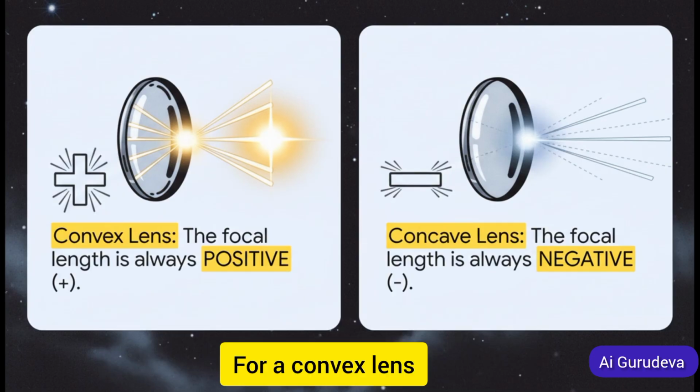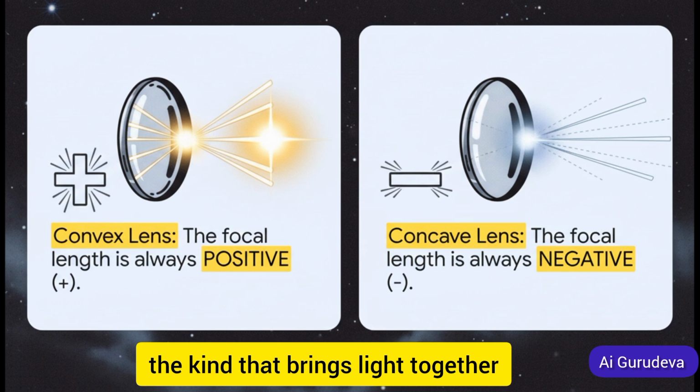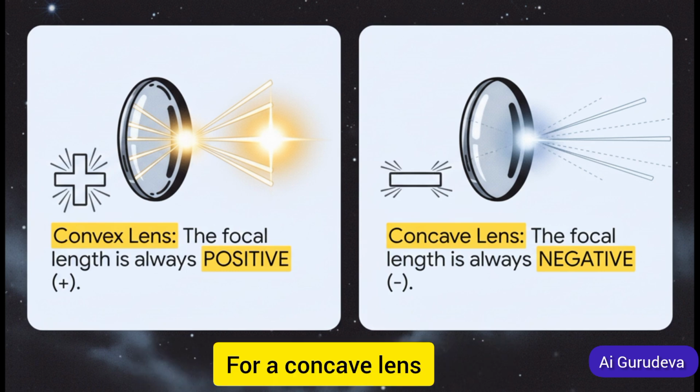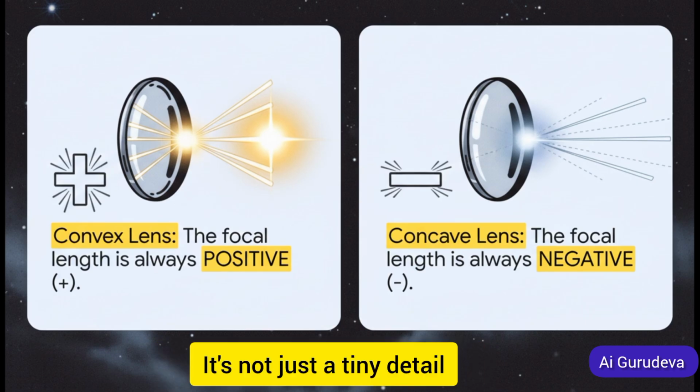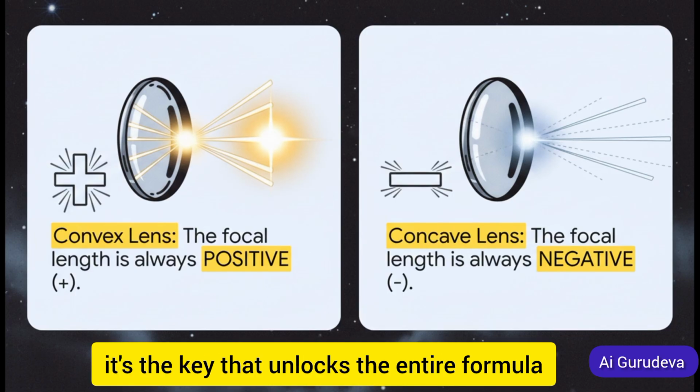Okay, and this brings us to a super important rule you gotta remember. For a convex lens, the kind that brings light together, the focal length is always positive. For a concave lens, the kind that spreads light out, it's always negative. This little plus or minus sign is not just a tiny detail, it's the key that unlocks the entire formula.